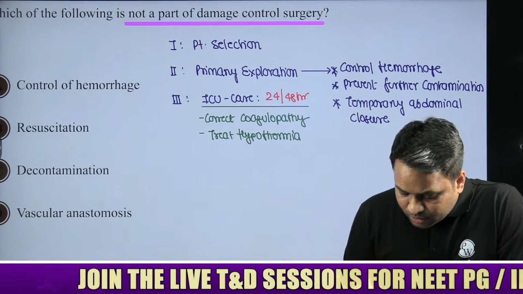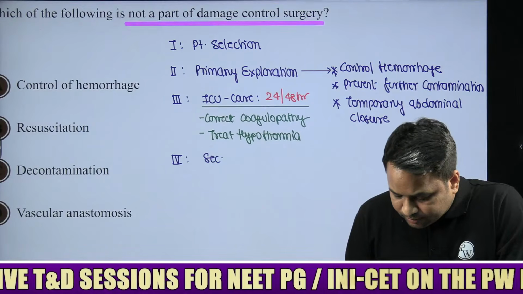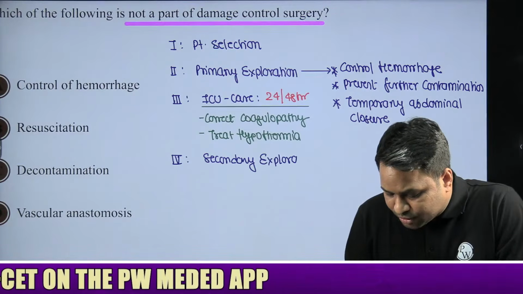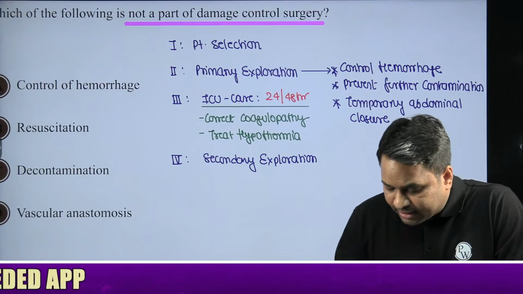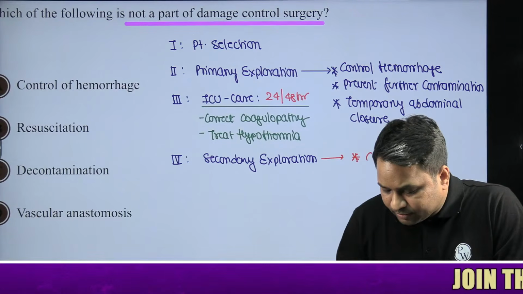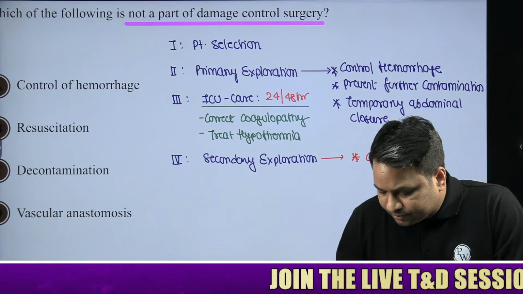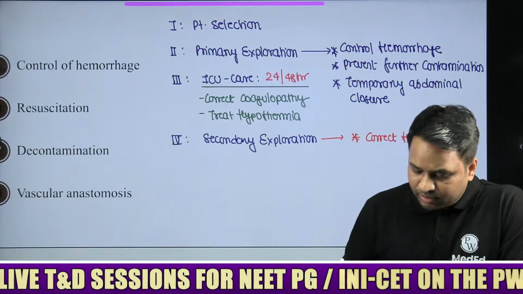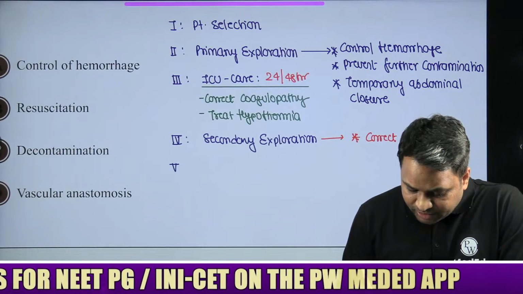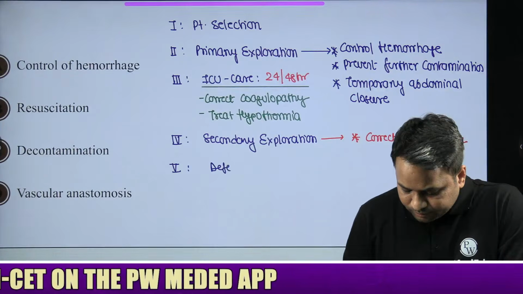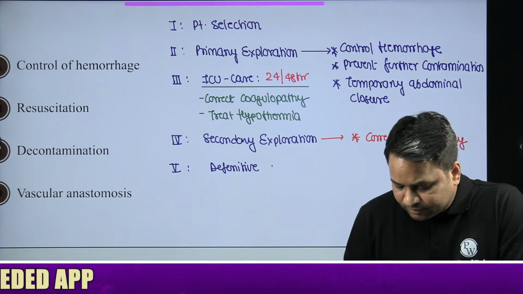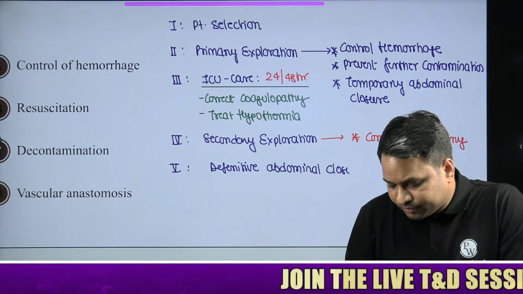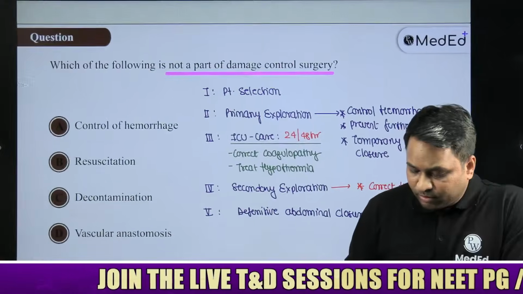After 48 hours, we'll go to stage 4, which is your secondary exploration. So what do you do in secondary exploration? It is to correct the anatomy. The last one is your definitive abdominal closure. Stage 5 is your definitive abdominal closure.